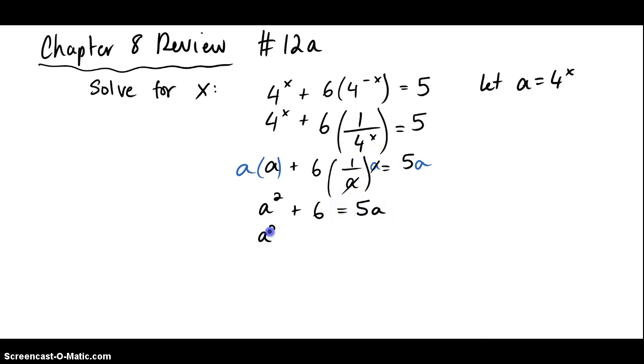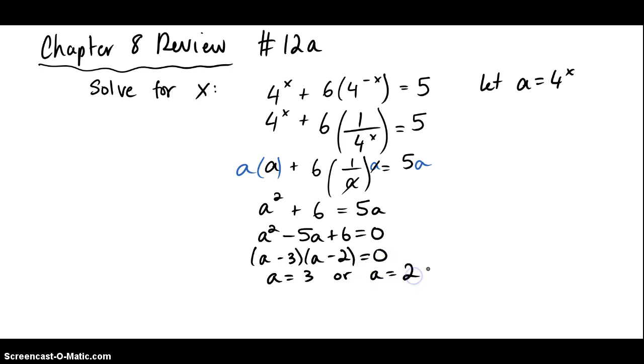So then I get a squared, bring the 5a to the other side, I get minus 5a plus 6 equals 0. Now, I just need to factor this. So the sum is minus 5 and the product is 6. So it turns out that this is (a minus 3)(a minus 2) equals 0. And so that means a is equal to 3 or a is equal to 2.